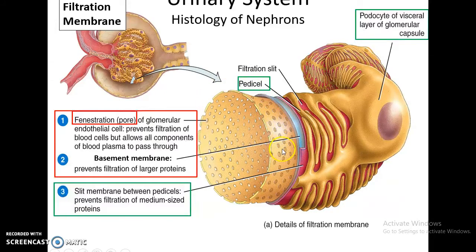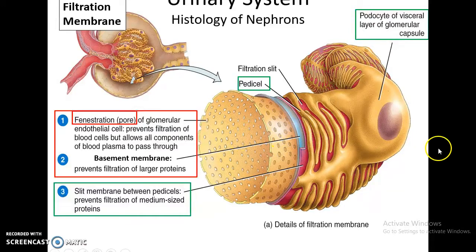They have many fenestrations or pores, allowing many fluids and large structures to start to filter out of the capillaries. Then you have the basement membrane of the capillary, which prevents large proteins, anything large protein size or bigger, from passing through. Then you have the podocytes, which have these little processes called pedicels that intercalate with each other, and this helps prevent even more proteins from leaving.